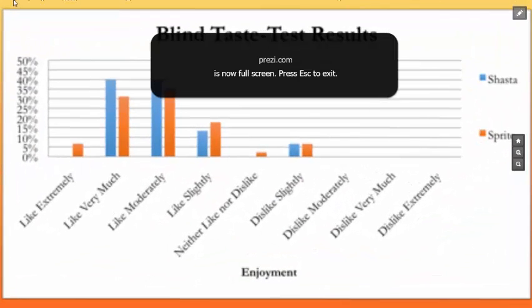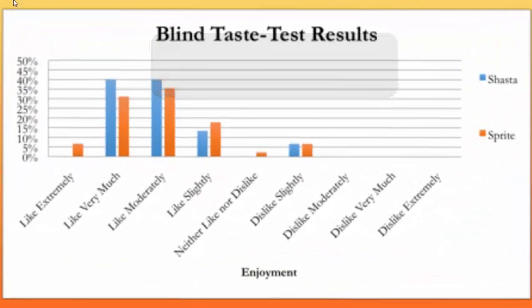Here are our results for the blind taste test. It's the same thing we had on the other chart. We measure the consumer enjoyment on the horizontal axis, while Shasta is the blue column, and Sprite is the orange. And once again, we use those same 8 subcategories to determine the likeness or dislikeness of the product.